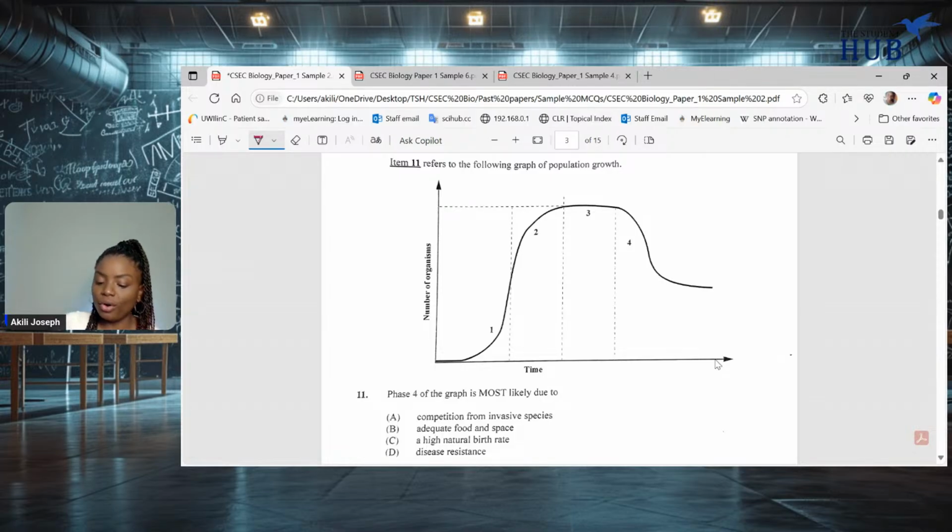So it says phase 4 of the graph is most likely due to, is going to be A, competition from invasive species, B, adequate food and space, C, a high natural birth rate, or D, disease resistance. So we have to look at the graph, what is happening in phase 4, what is the general trend that we observe?